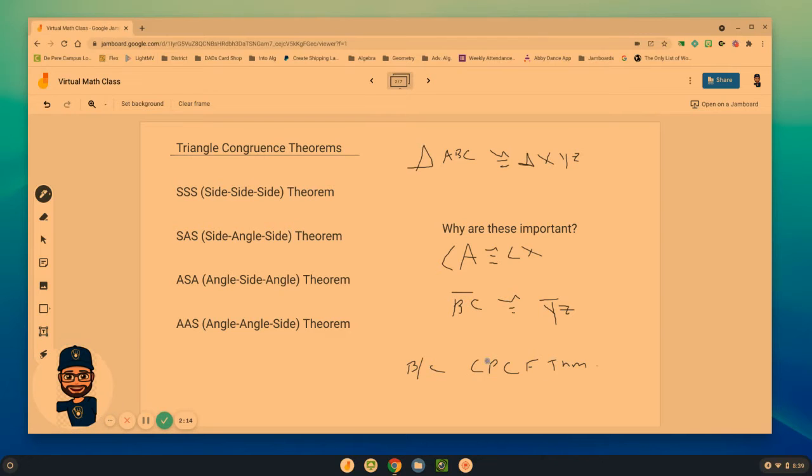Corresponding parts of congruent figures. Once we know the triangles are congruent, we know that their corresponding parts are congruent also. So we can't use this theorem until we know that the triangles are congruent, which is why these 4 are really, really important, because we need to use them to be able to then prove different parts are congruent. And so we're going to focus a little bit on how we can utilize these 4 to help us come up with proofs.